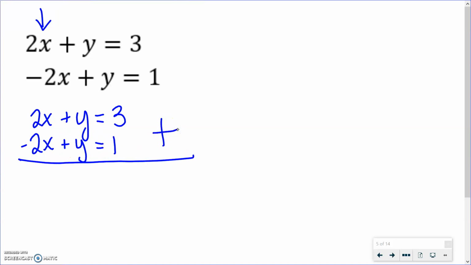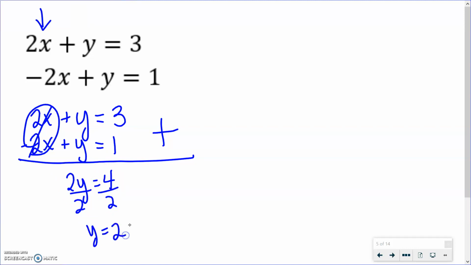So I just add these together. So 2x plus negative 2x, that goes away. y plus y is 2y equals 4, because 3 plus 1 is 4. Now again, if I had an x here, that means I've done something wrong, but I don't, so I'm good, and I'm just going to divide by 2 on both sides and get y is equal to 2. So I know that the y part of my coordinate is 2.